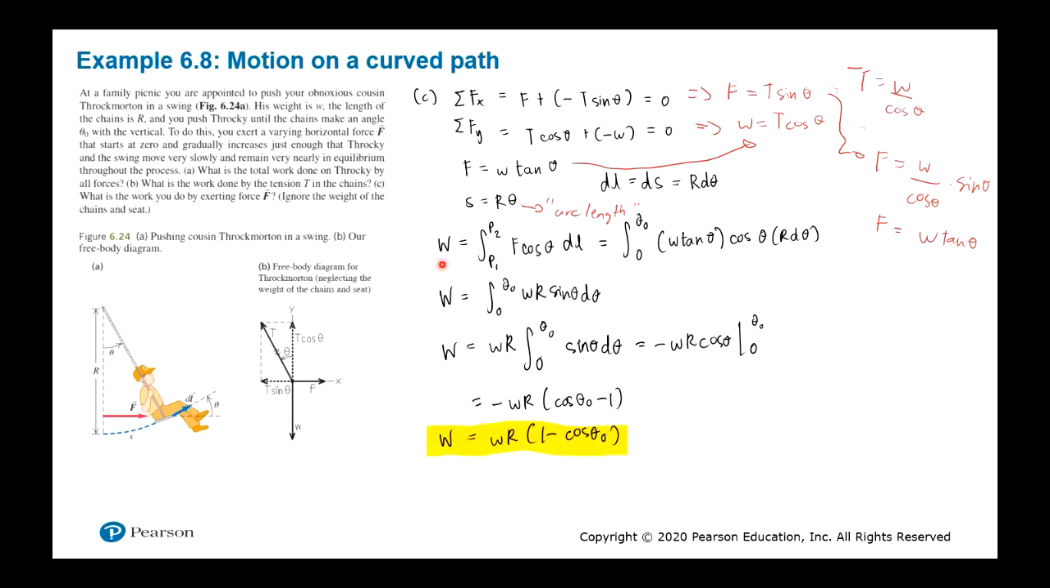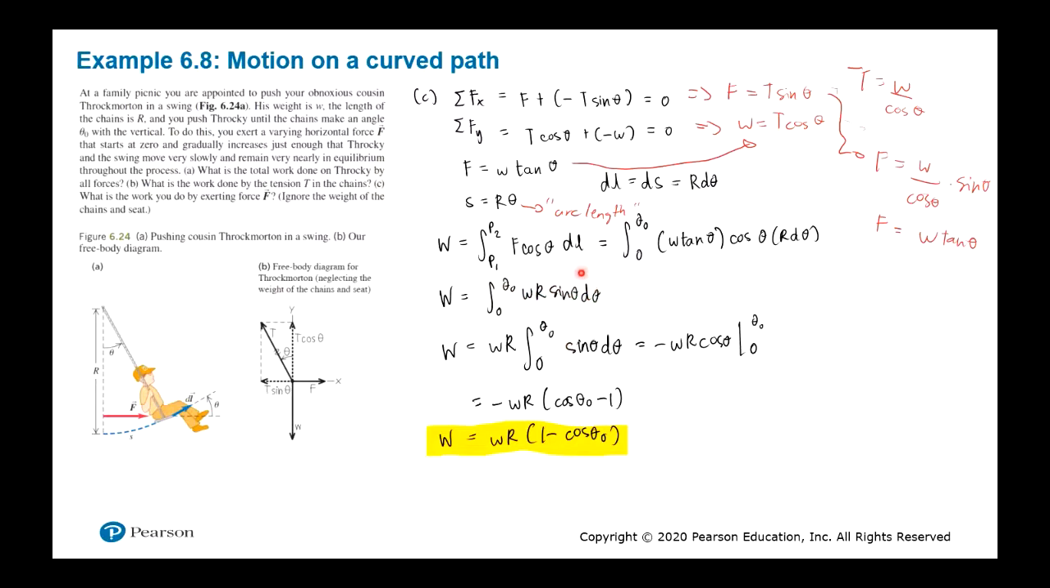Okay, so going back to the integral, we know that W is given by the integral from x1 to x2 of F cosine theta dl. Substituting the values that we have presented here, we have F equals W tangent theta times cosine theta times dl, which is equal to R d theta. And we also know that tangent theta is equal to sine theta over cosine theta. So the cosine theta here cancels out, leaving us with this integral from 0 to theta naught of W times R times sine theta d theta.